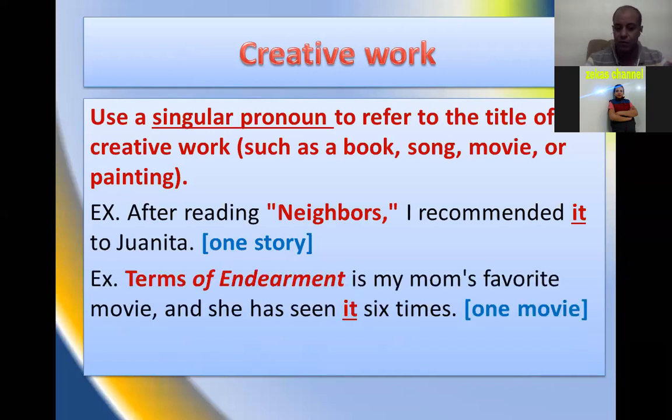Another example: "Terms of Endearment is my mom's favorite movie and she has seen it six times." So "it" refers to one movie. Terms of Endearment is one movie. So we have to use the singular form for the names of movies, books, stories, poems, songs, or other creative work. So we have to use singular pronouns.